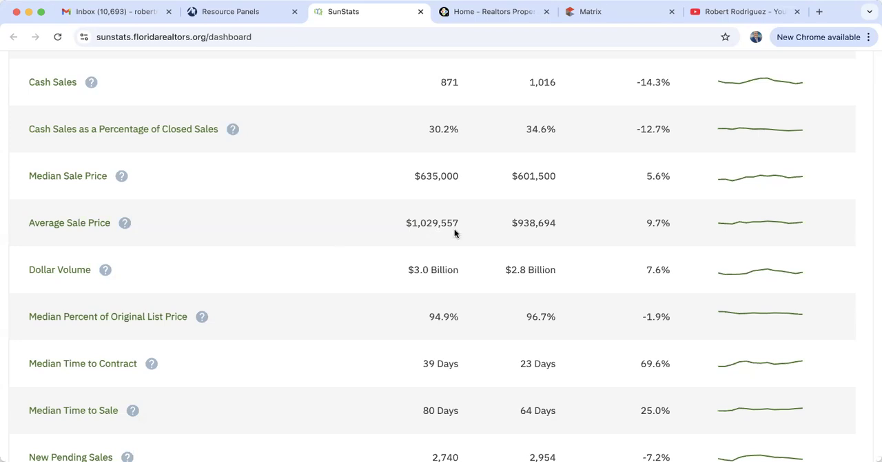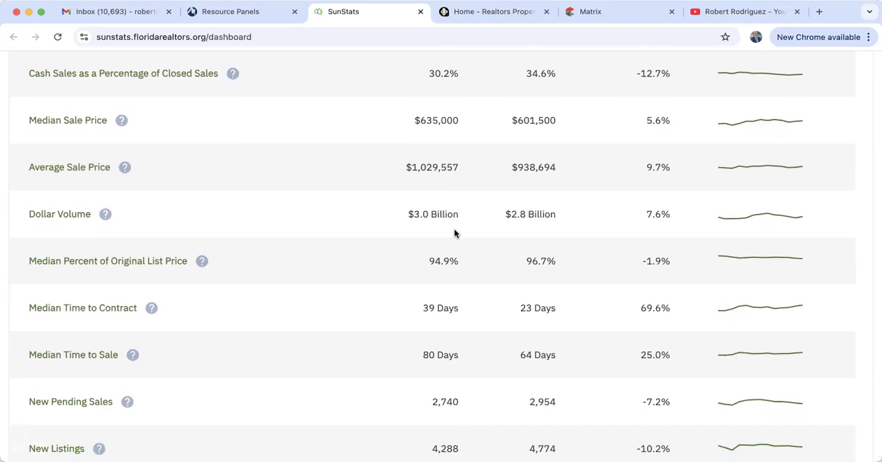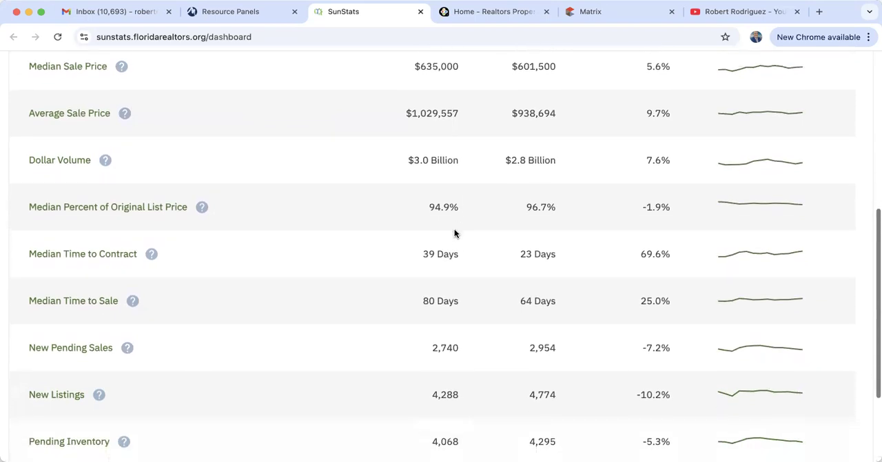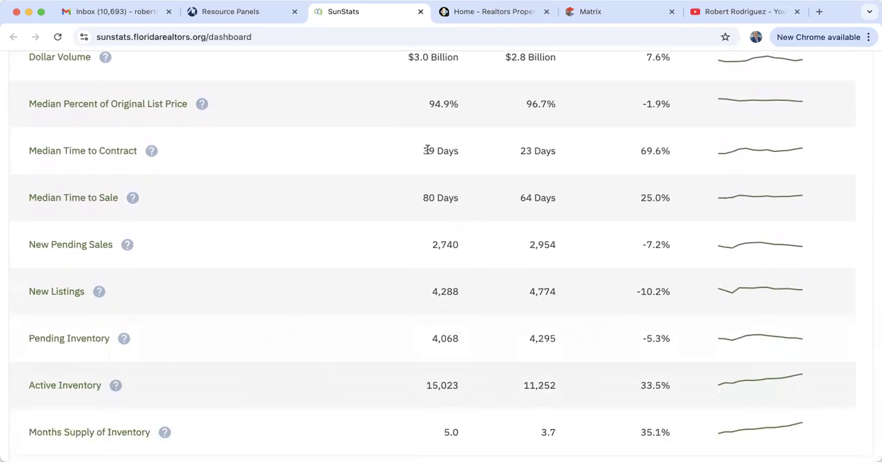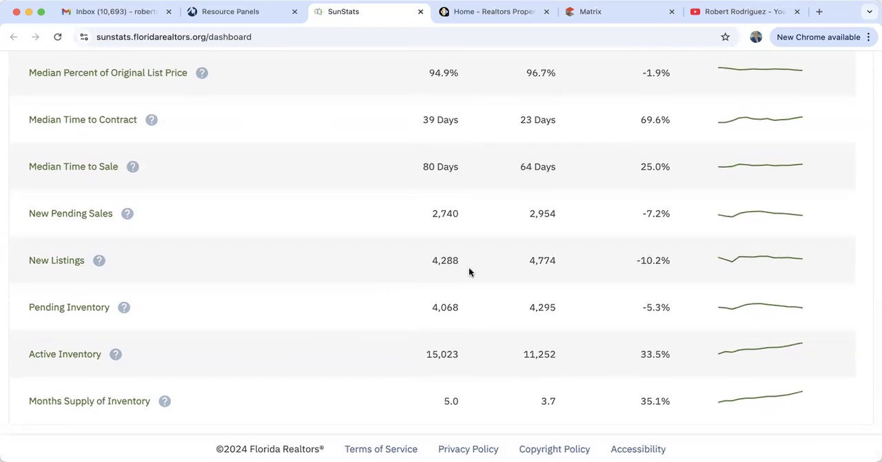The average sales price jumps to $1,029,000. That's up 9.7%. We sold $3 billion in properties, single family homes, in all of Miami-Dade, Broward, and Palm Beach County. That's up 7.6%. All right, let's take a look here. Median days to contract, 39. That's up 69.6%. So properties are taking longer to sell today than a year ago. Okay. New listings, 4,288 new listings. That's down 10.2%. Very interesting. That's all of Miami-Dade, Broward, and Palm Beach County.